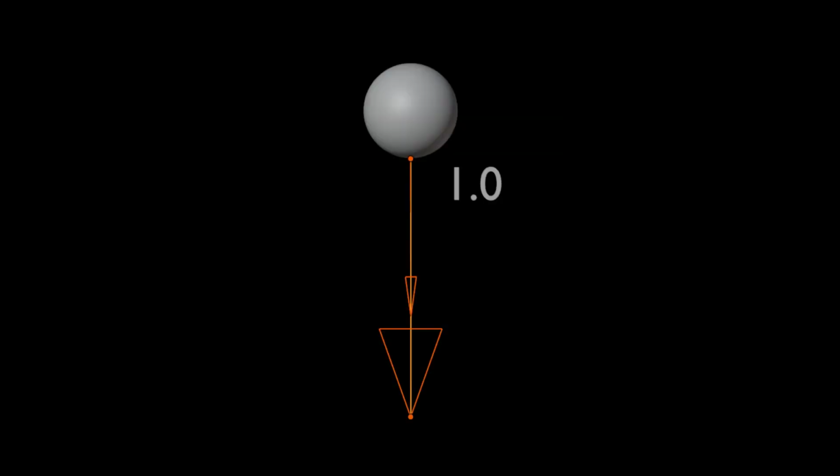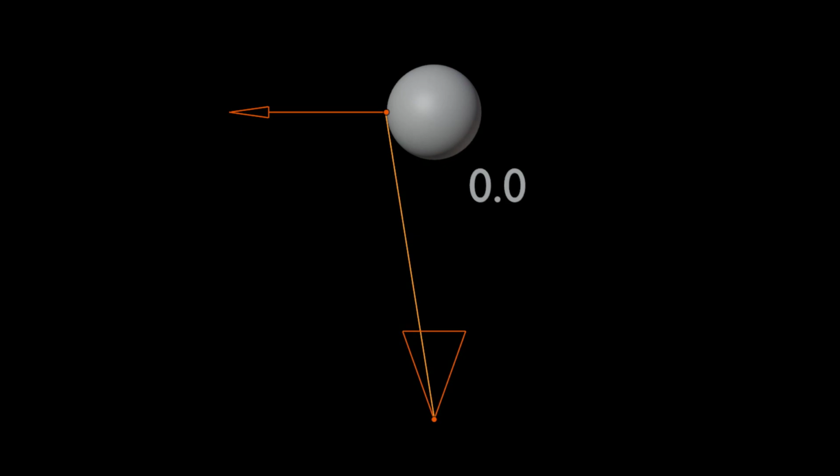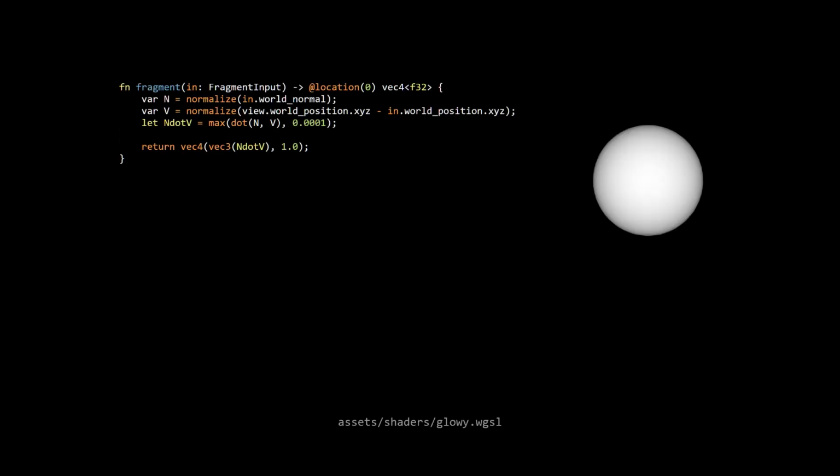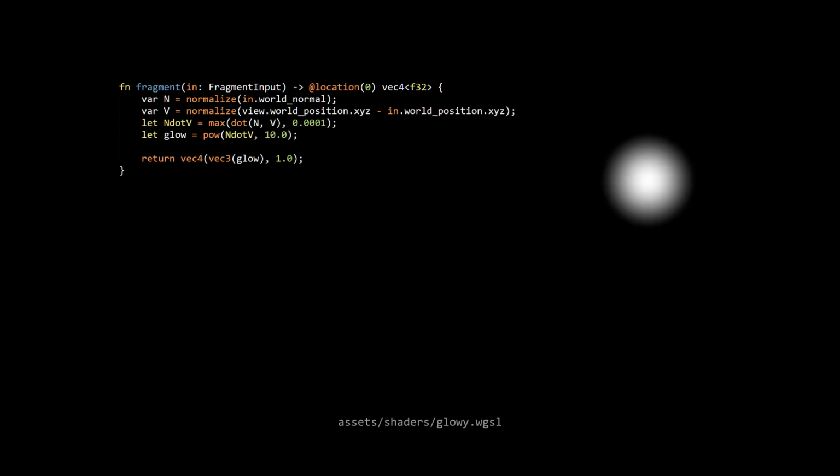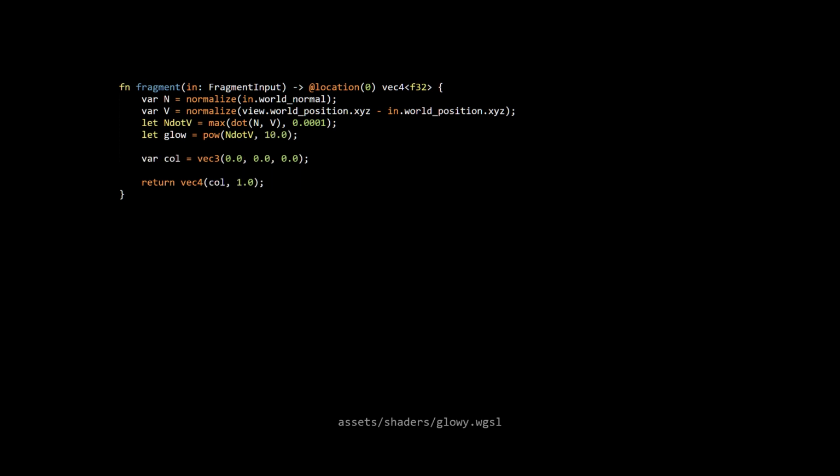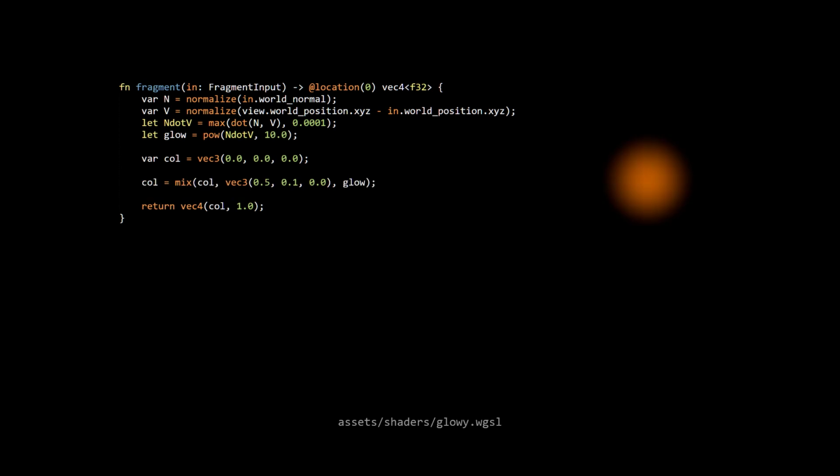Faces pointing directly at the camera will be 1. Faces perpendicular to the camera will be 0. We'll use this to create the glow. We'll adjust the contrast of the dot product using the power function. We'll set our initial color for the sphere and then use our glow variable to mix in the glow color.